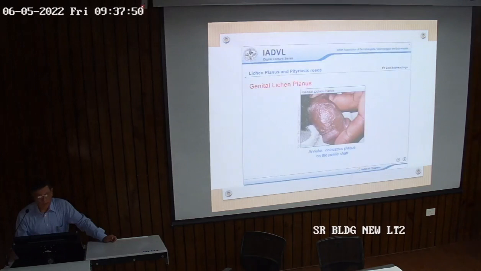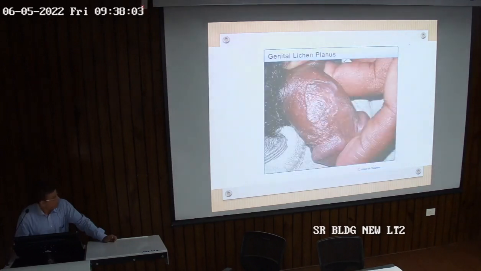Then this is the penile lesion. As we already discussed, you'll find annular lesions over the male genitalia. So it's an annular violaceous plaque on the penile shaft. You can see a classical annular lesion over the genitalia. So it has to be differentiated from, commonly the first diagnosis in such cases would be... So what will you diagnose this as?